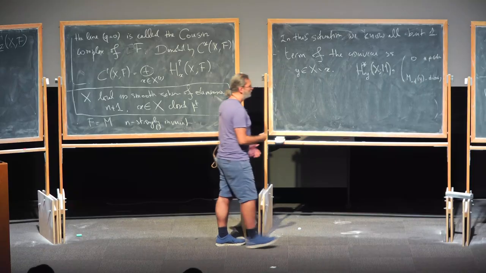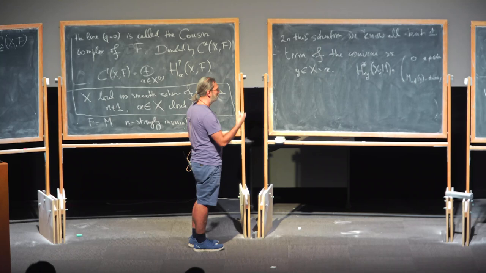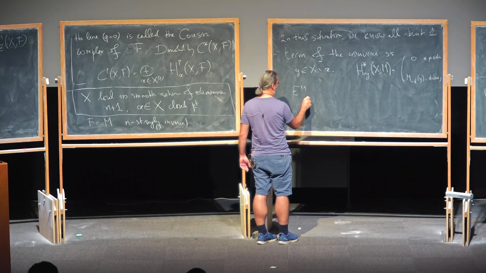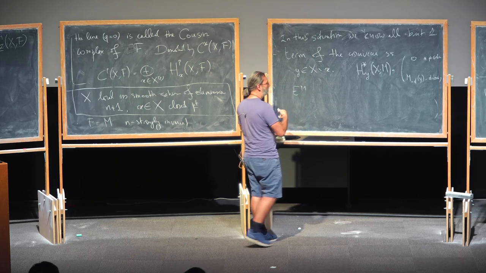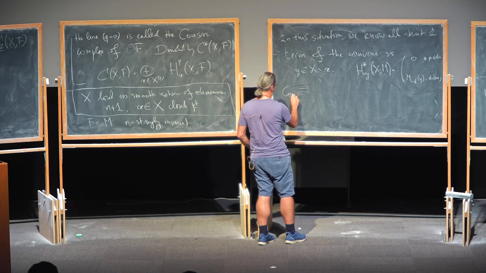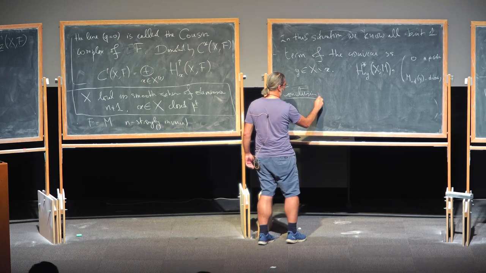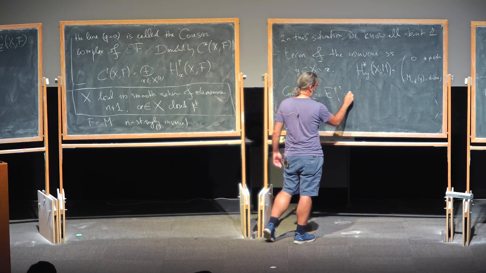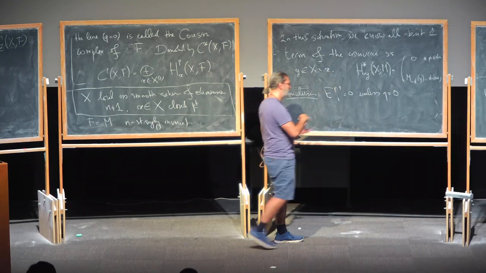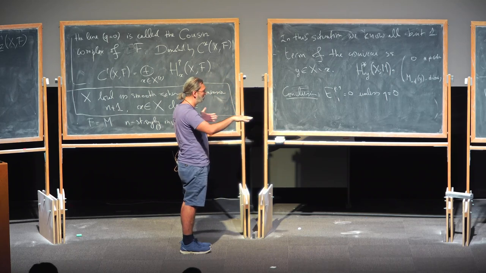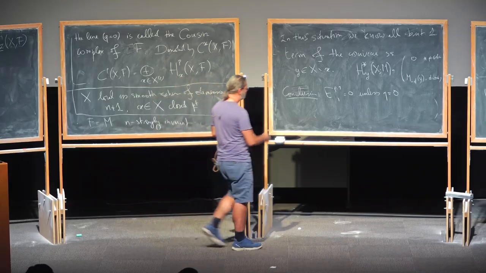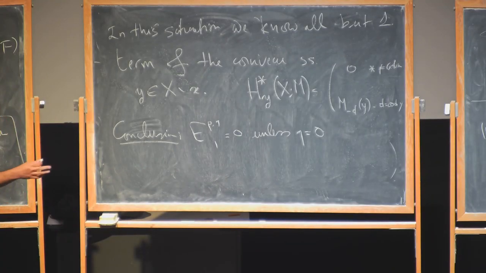Basically, the E_1^{p,q} term for p different from n plus 1 has only one term. And so the conclusion is the following: E_1^{p,q} is 0 unless q is 0. So the only possibly non-zero terms really are on the Cousin complex. And the Cousin complex, all the terms are known except the last one.